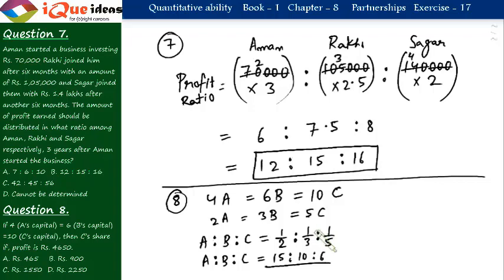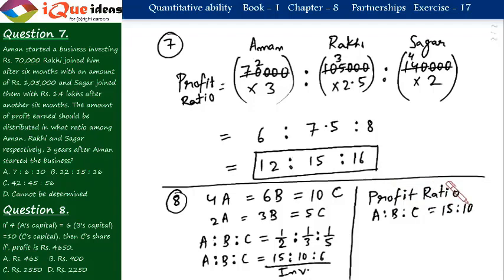Now, the profit ratio will be same as investment ratio. So this was investment, okay? So profit ratio of ABC will be same as investment ratio. So it is equal to 15 is to 10 is to 6. Okay. Now the total profit given is 4650. So total of this is 4650 rupees.